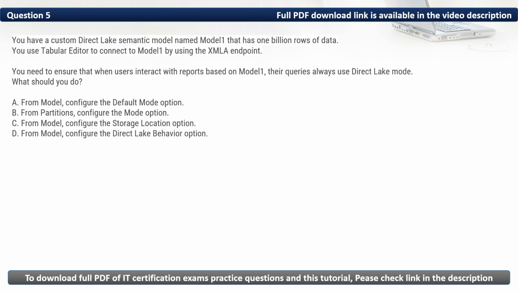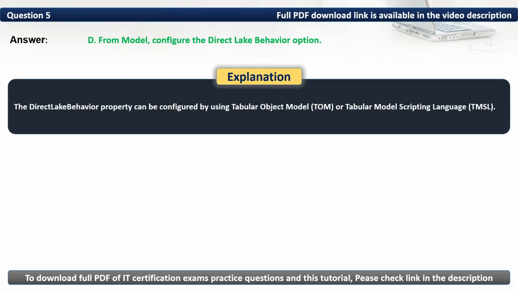Here in this question, we have to ensure that when users interact with reports based on Model 1, their queries always use Direct Lake mode. As such, we should, from Model, configure the Direct Lake behavior option. Thus, the correct option is D. The Direct Lake behavior property can be configured by using Tabular Object Model or Tabular Model scripting language.